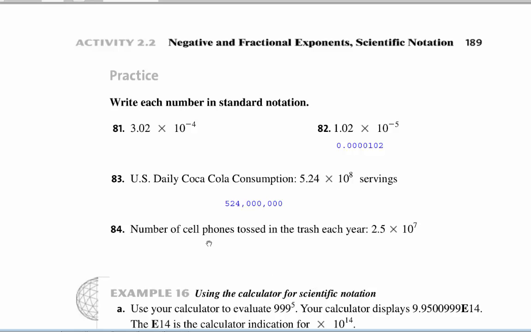Last one, number of cell phones tossed in the trash each year is 2.57 times 10 to the 7. So I'm going to move the decimal 7 places to the right. And it looks like my answer is going to be 25 million cell phones. Right? And again, if I move the decimal 7 places, 1, 2, 3, 4, 5, 6, 7, that looks like that lines up with the 2.5.